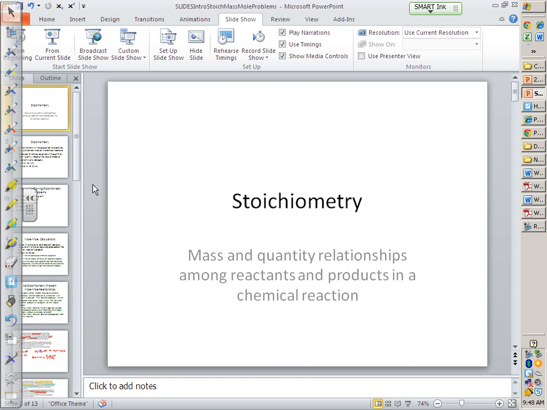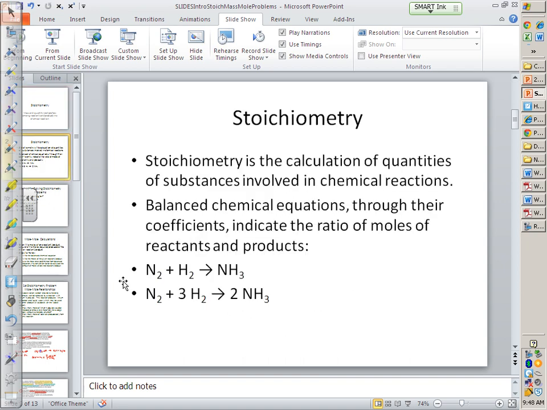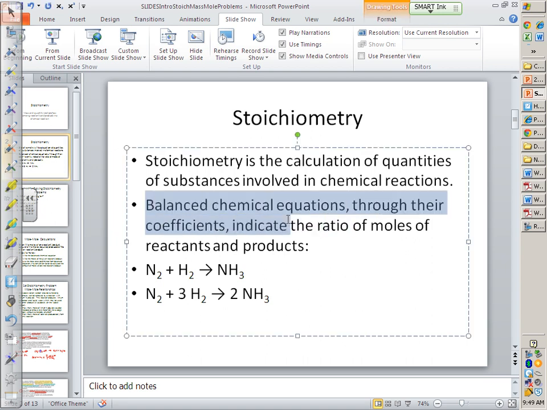And we said that one of the key ways that we can do that is through our balanced chemical equations, especially the coefficients. The coefficients of that balanced equation give us a ratio of moles. That's going to be important a little bit later on as well. Okay?